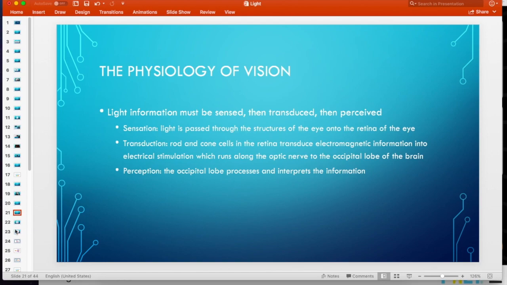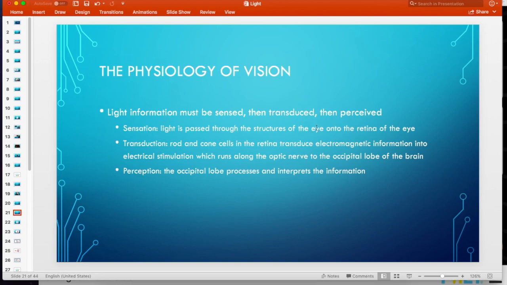So notice there are the same three steps that we had last time. Sensation, that's the process of receiving the information. Transduction, that's the process of turning the information into an electrical signal. And then perception, that's the process of unpacking, interpreting, processing the electrical information.